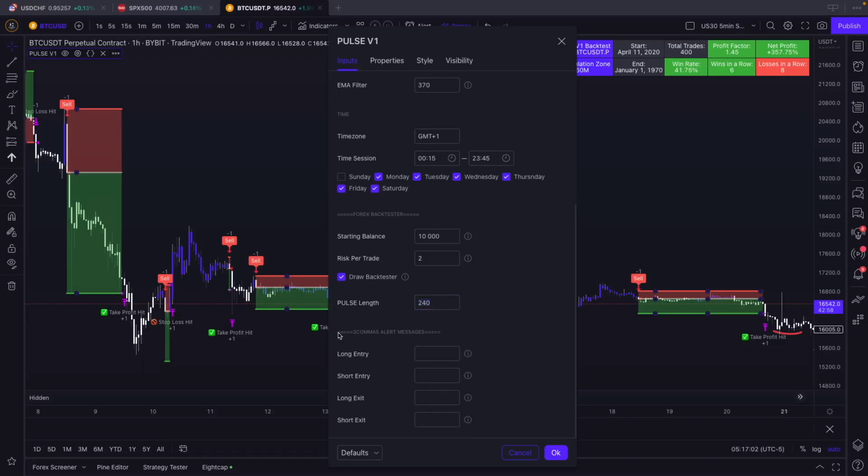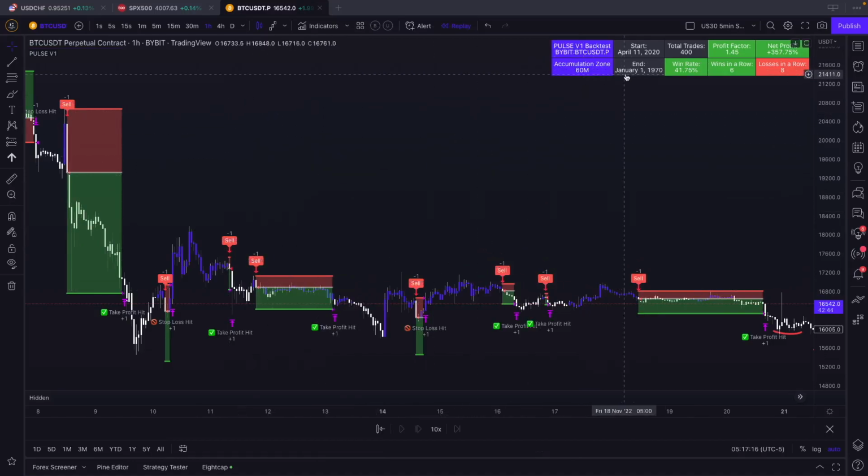Down here, everything's already integrated for you as a VIP member to connect it up and hook it up with free commerce or Alertatron. All the information you will find either in the Google Drive or if you hover over this information button. But let's continue looking at the results.